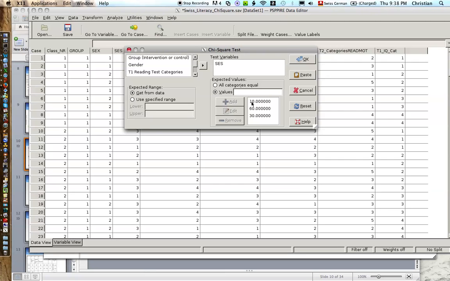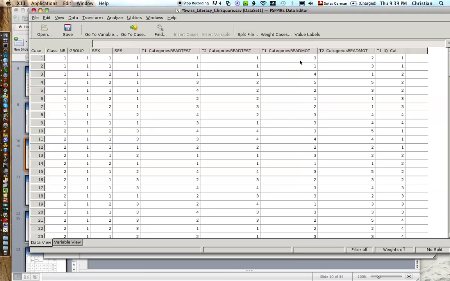Somehow we would know that, for example, from a census or from official statistics. We'd know that this is the distribution of our socioeconomic status categories in the population, and we want to see: do we have a similar distribution in our sample? So we hit OK.